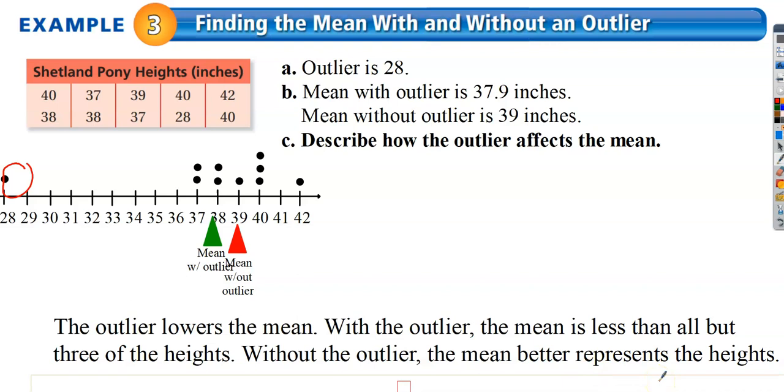So now we get to start making choices about our strategy. If the outlier changes the data and it doesn't represent what's happening, it makes sense not to use it.